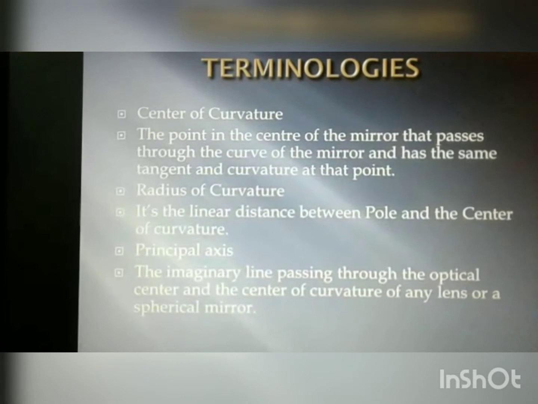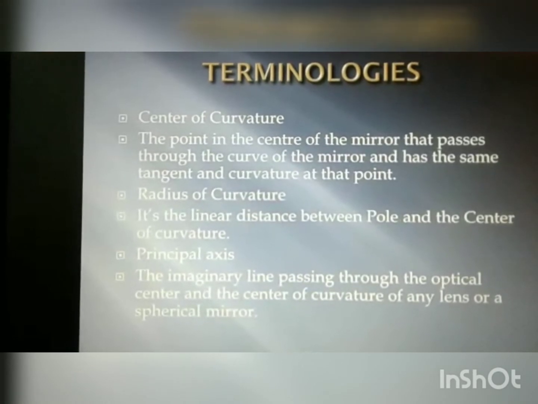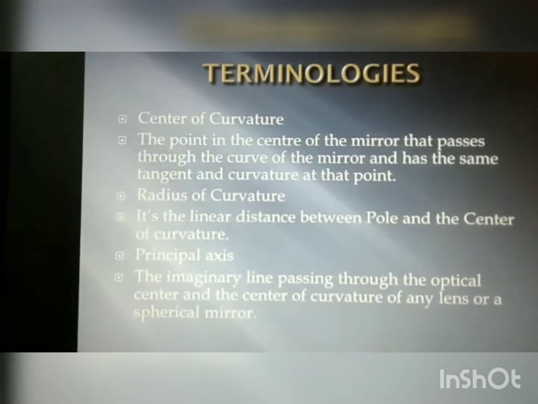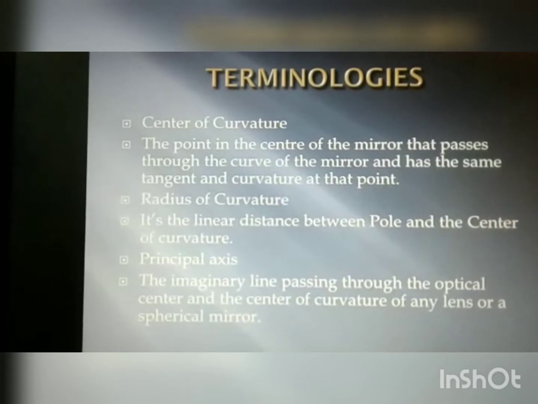Next is radius of curvature. It's the linear distance between pole and the center of curvature, or we can also say the radius of the sphere shell from which the mirror is curved. It's known as radius of curvature.